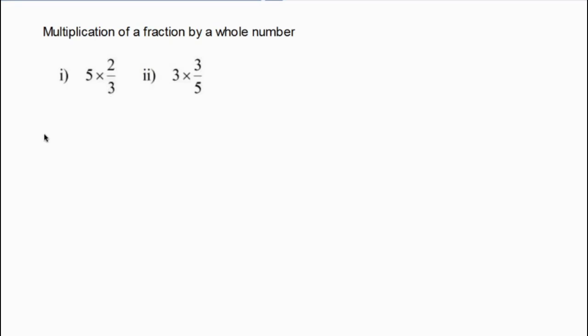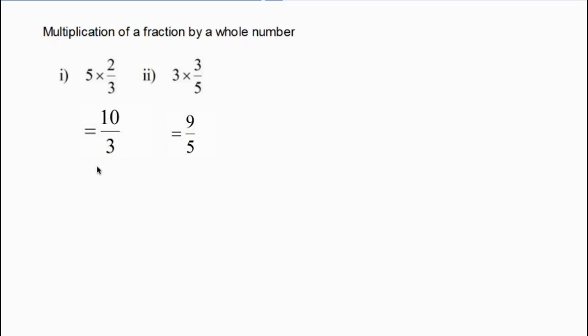Like that, let's take some other examples. So 5 times of 2 by 3 will be same as 10 by 3, because 5 and the 2 will multiply, which will give 10. So 5 times of 2 by 3 is 10 by 3. And 3 times of 3 by 5 also will be same as 9 by 5, because 3 times of 3 is 9. Then 3 times of 3 by 5 will be 9 by 5. So this is how we multiplied a fraction by a whole number.